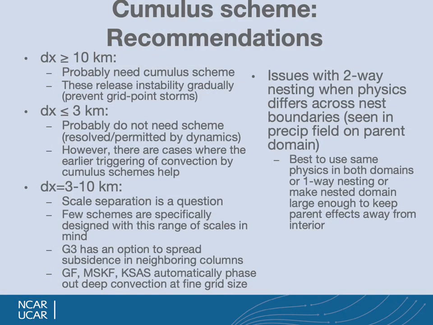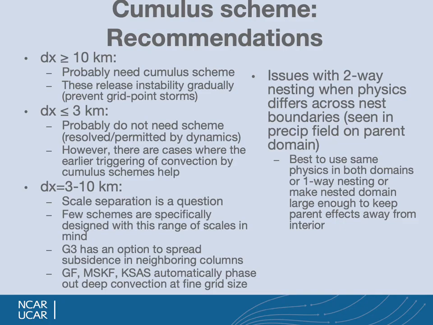So in terms of choosing whether to use a cumulus scheme or not, here are some recommendations. Greater than 10 kilometers, you probably do need a cumulus scheme. These release the instability gradually and prevent grid point storms. The resolved scale will not do very well at producing strong convection at these kinds of grid sizes. It delays it and it then becomes too strong. So definitely you need a cumulus scheme if you have a convective situation at greater than 10 kilometers.